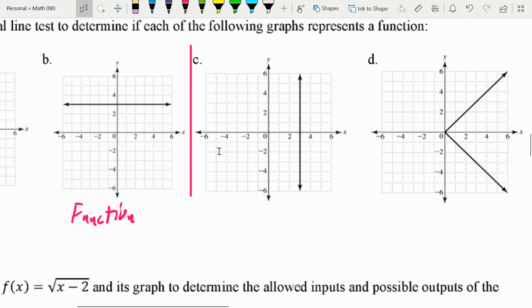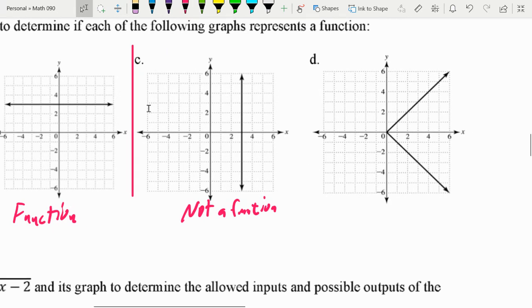Now let's check C. Is C a function? Let me draw my perfectly vertical line here. All right, so you'll notice that vertical line hits our original graph everywhere. So this one is not a function.